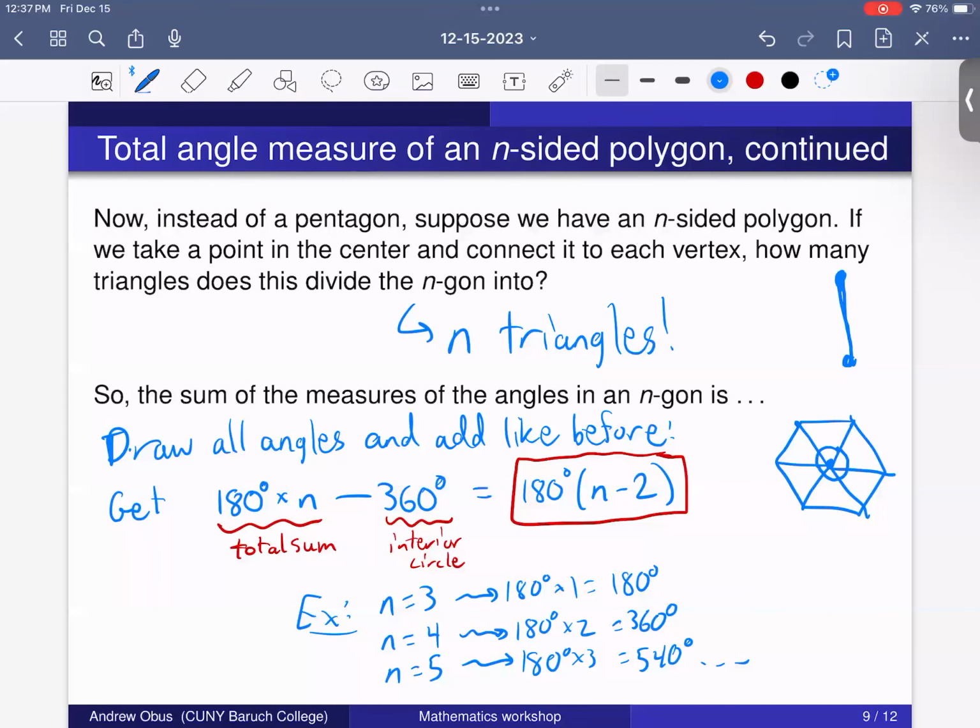Two sides and one side don't really make sense. It's got to be at least 3 sides. But 6 is fine. I just didn't write it down. But yeah, n equals 6, you would have 720 degrees.